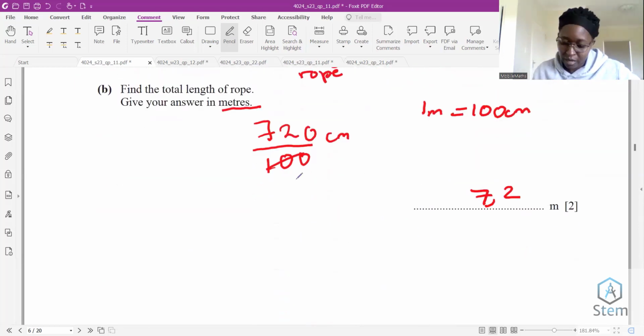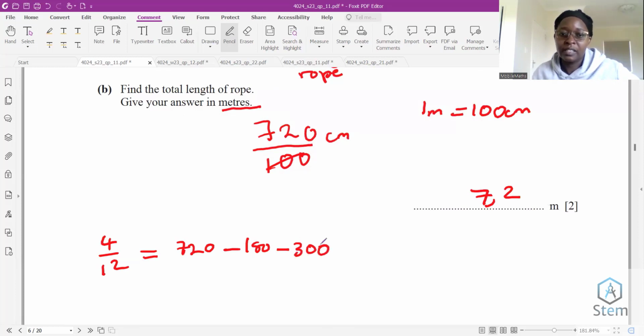Fine. So I was saying if we want to find the ratio for 4, you can simply say 4 over 12. 4 over 12 is going to give you 720 minus 180 minus the 300. That's the easiest way you can do, or else you can multiply. Another way is 4 over 12 multiplied by our 720. You will still get the same answer.